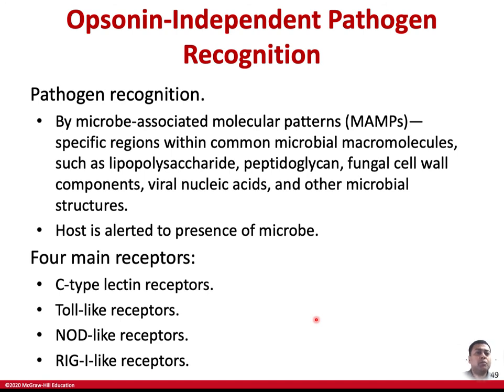So next, we are looking at how this opsonin-independent pathogen recognition happens. This happens by a specific type of pattern, which is known as a microbe-associated molecular pattern, or MAMP, which is also known as a PAMP, or pathogen-associated molecular pattern. Now, the MAMP is a little bit more inclusive. Sometimes your immune system can also recognize non-pathogenic bacteria and can lead to some specific recognition as well.